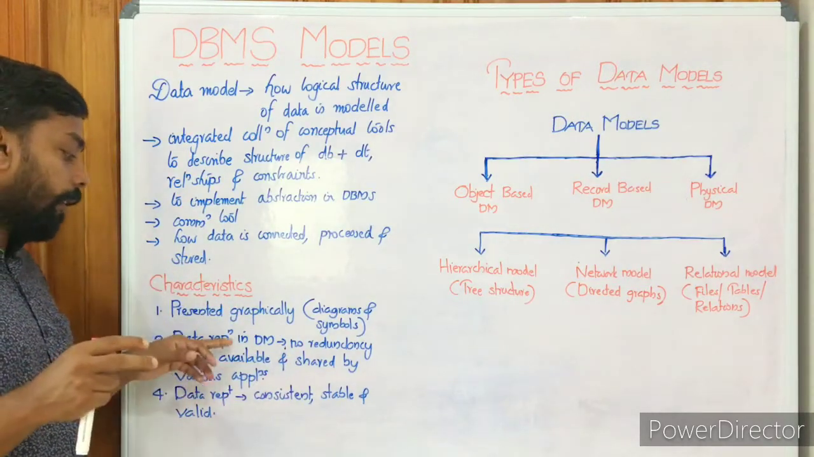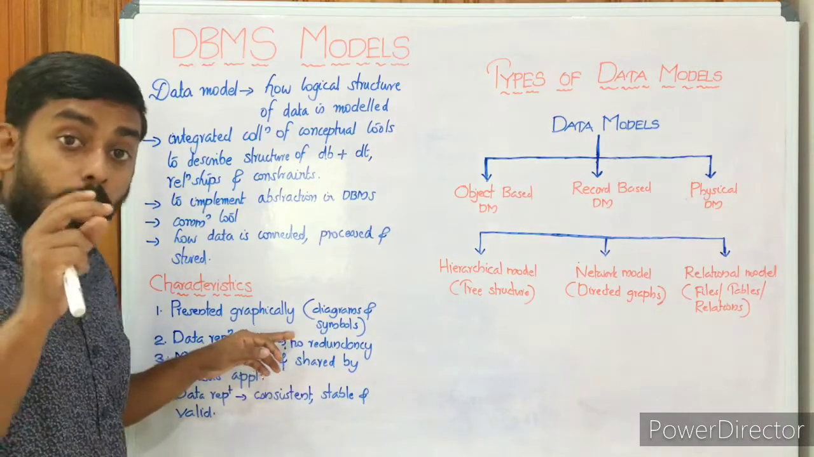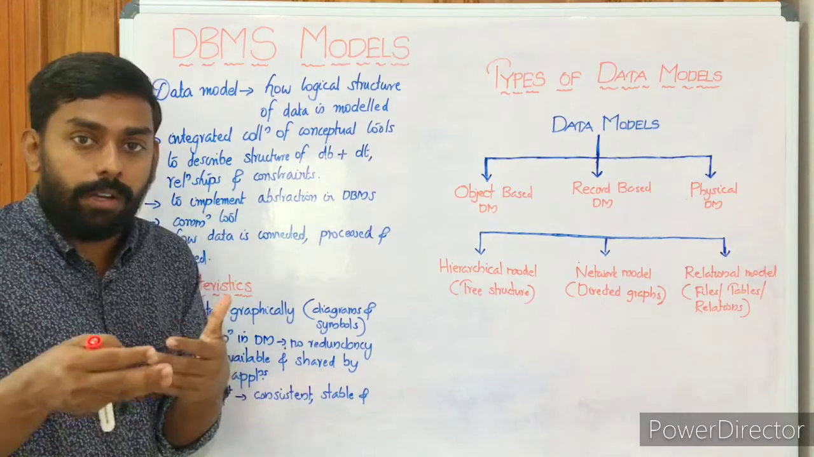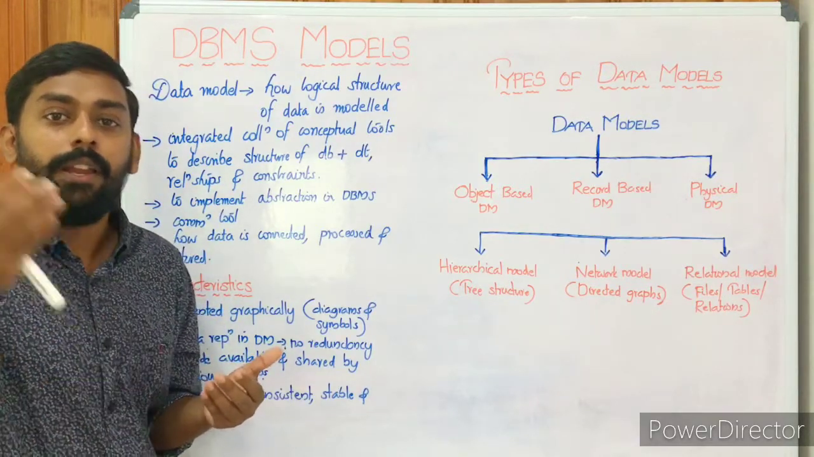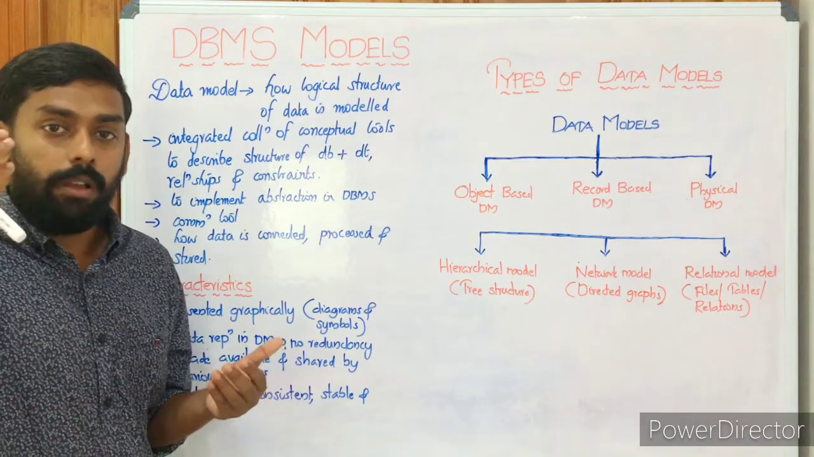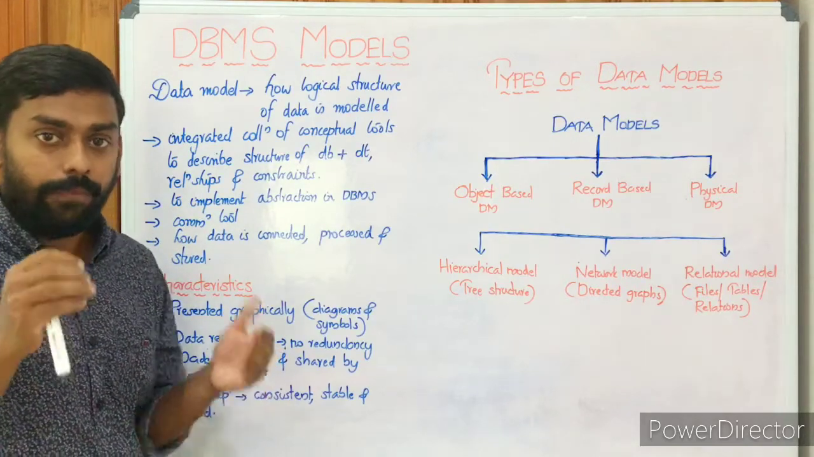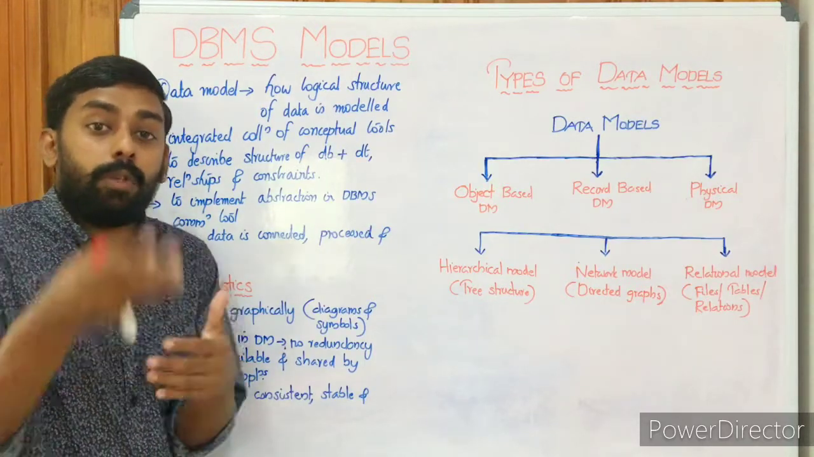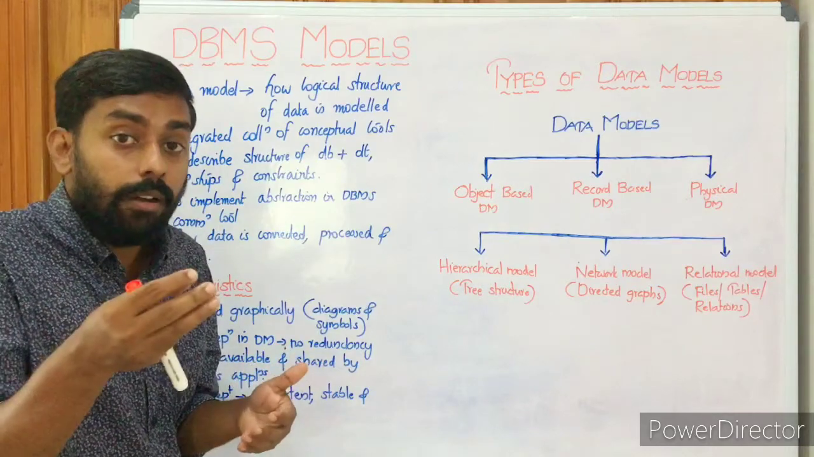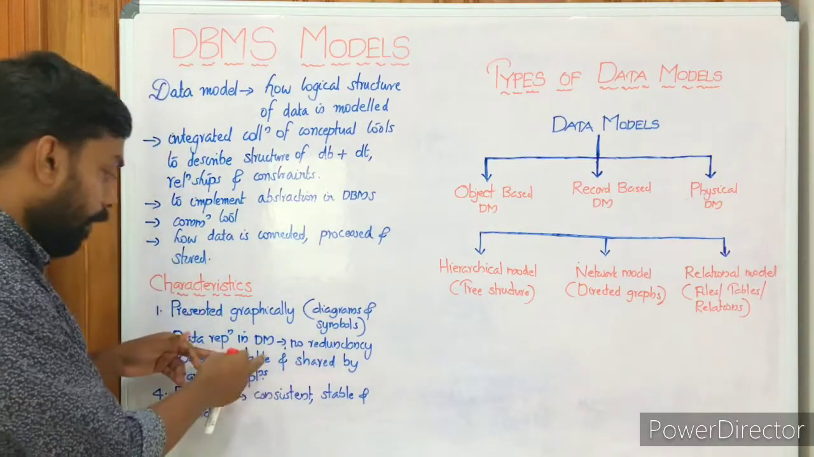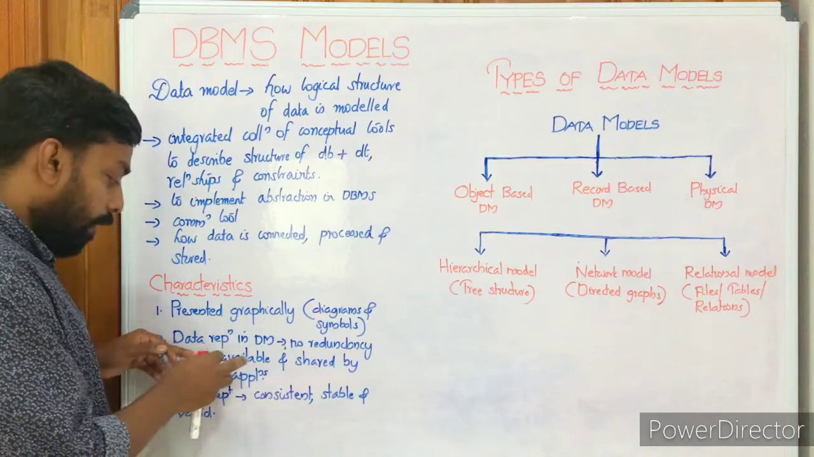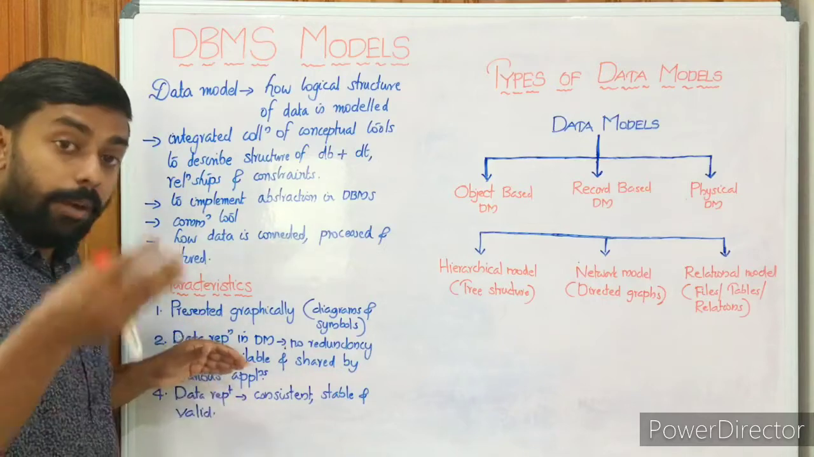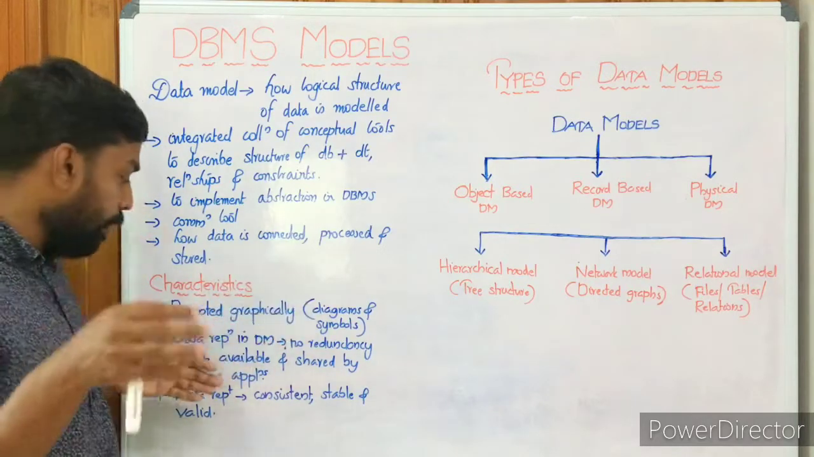The second point is that a data model should have no redundancy. Defining or developing the data model is the initial stage of developing the database management system, the way we store and process data. So from the initial stage itself, we have to start avoiding redundancy. Then it should be made available and shared by various application programs.